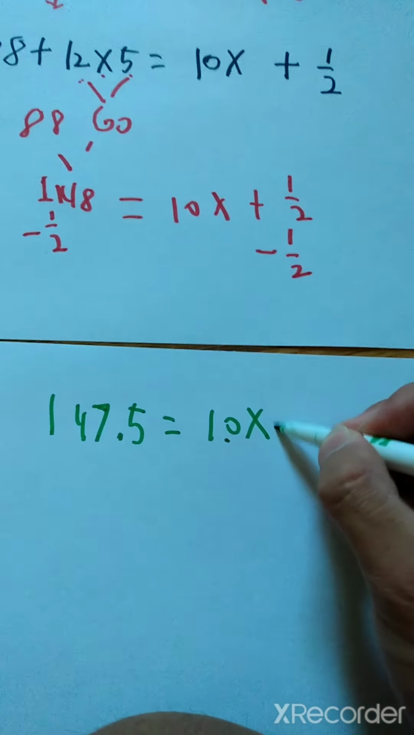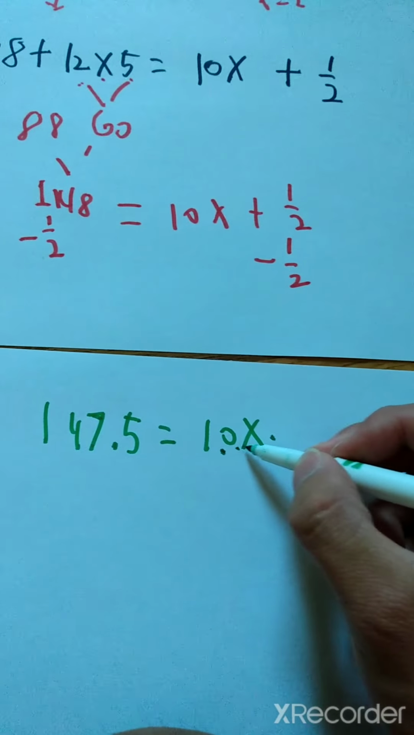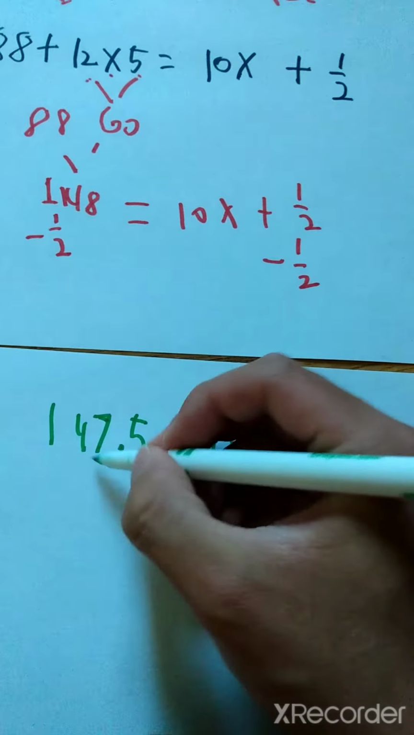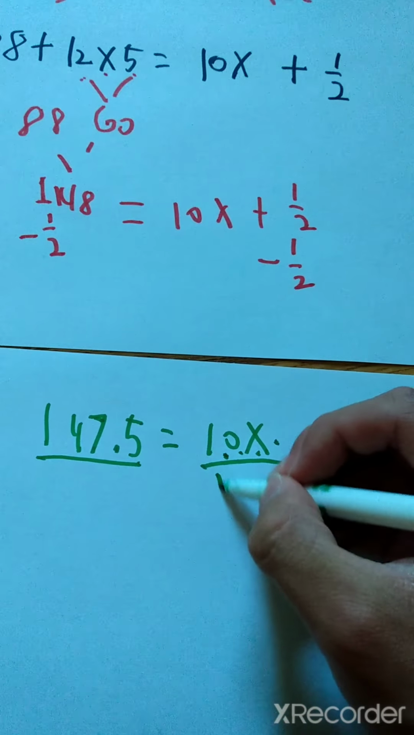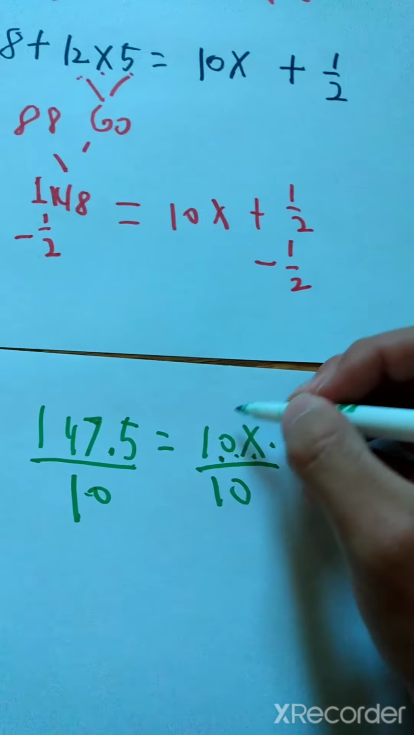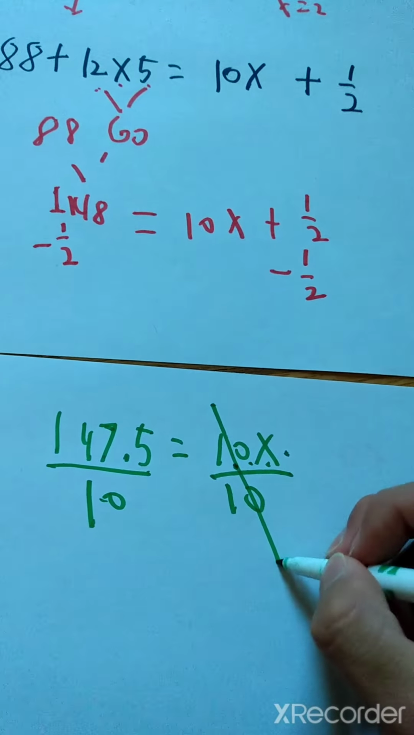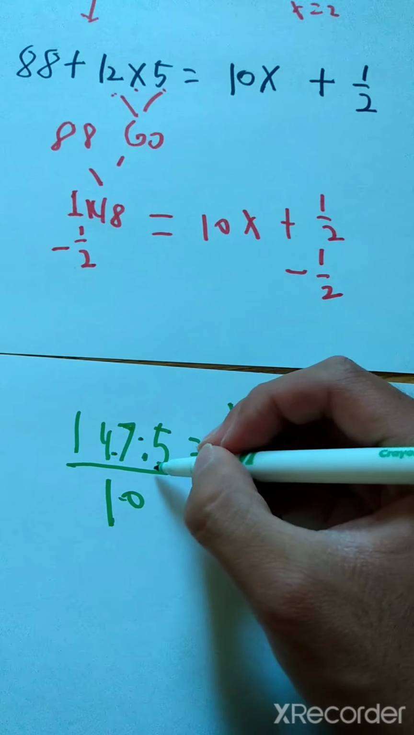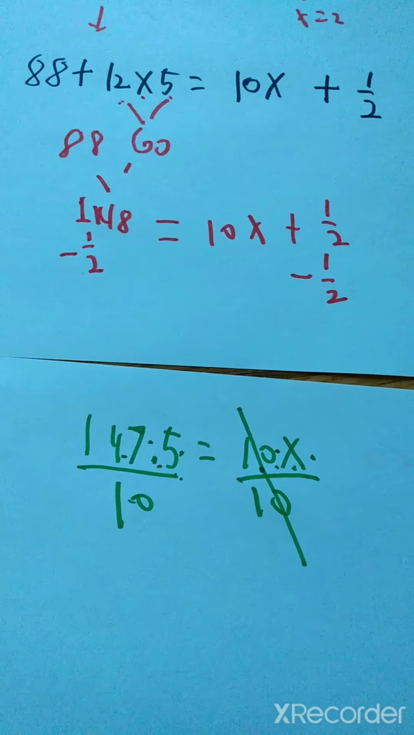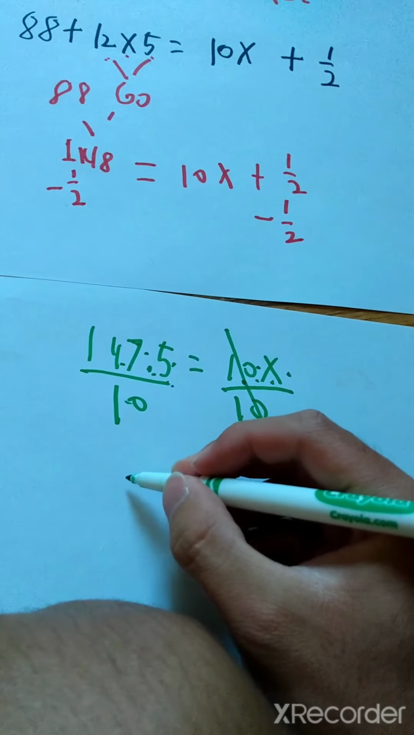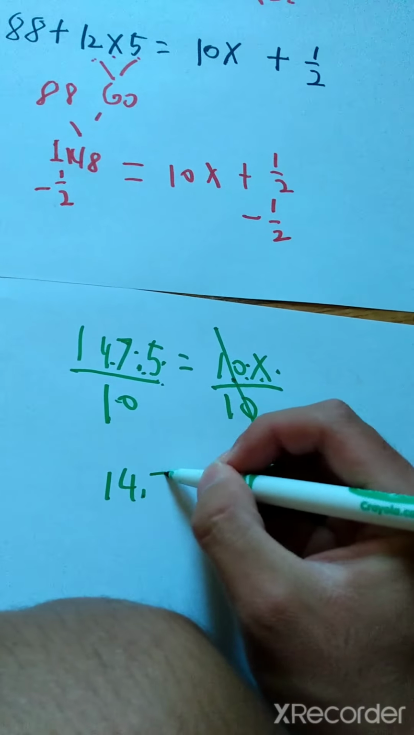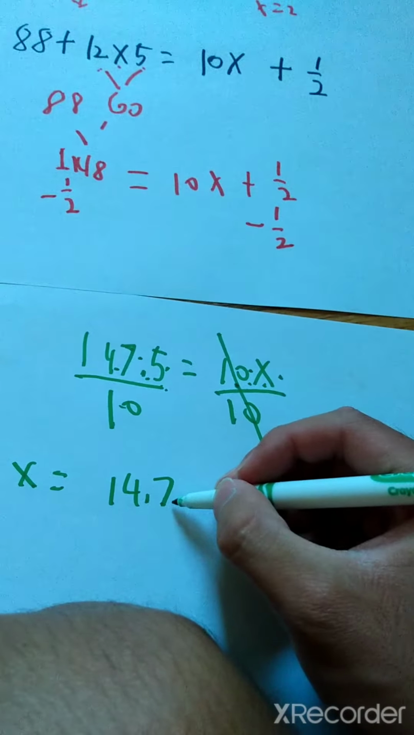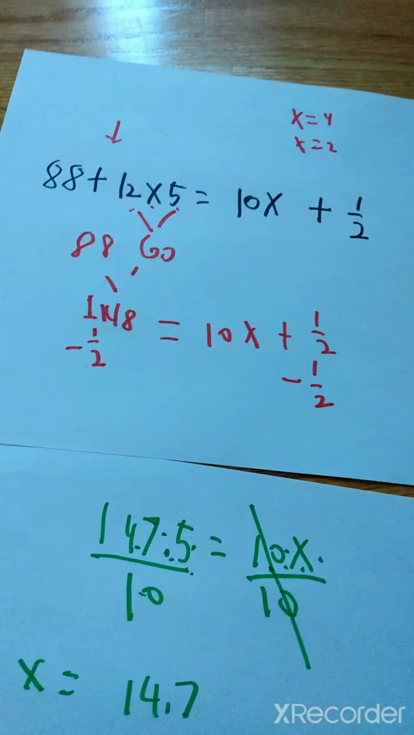Since we have that number 10 still has to go to that side, and it's next to a variable, when it's saying 10 multiplied by what is 147.5, we have to go backwards and divide by 10. When we divide both sides by 10, 10 divided by 10 is 1, or just x. And 147.5 divided by 10, we're going to get an answer of 14.7. So x is going to be 14.7 in this equation.